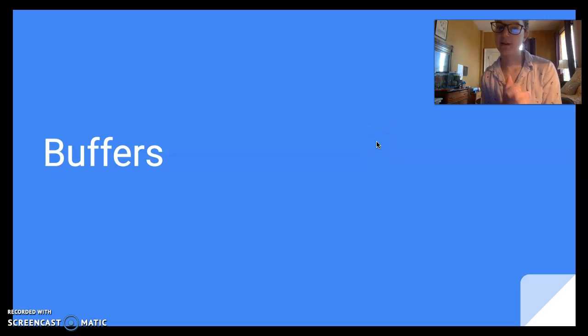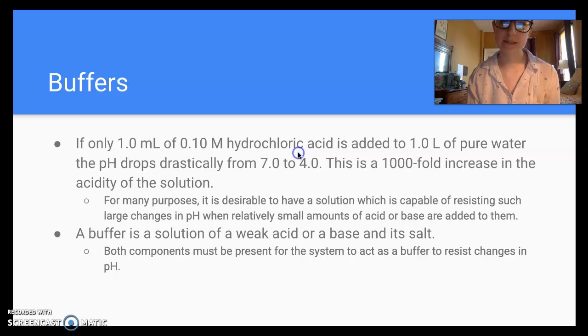Today we're going to be talking a little bit about buffers. Again, a little bit of review from hopefully Chem 1. Buffers are really good solutions. Basically, they help so that the pH isn't such a dramatic change when we add acid to something.